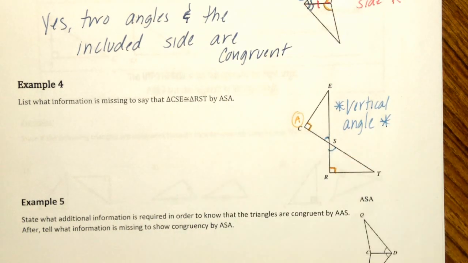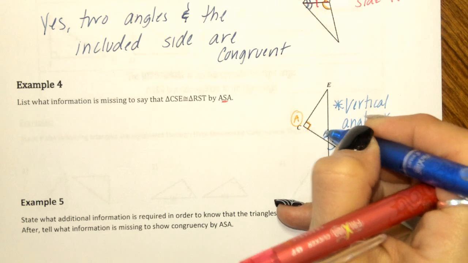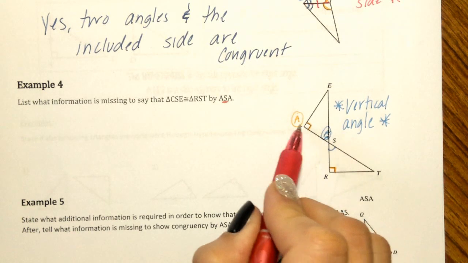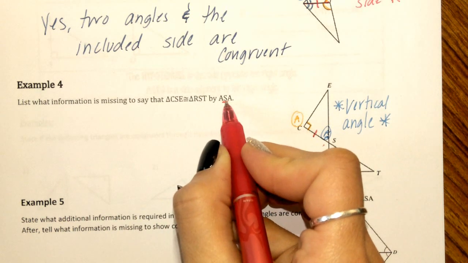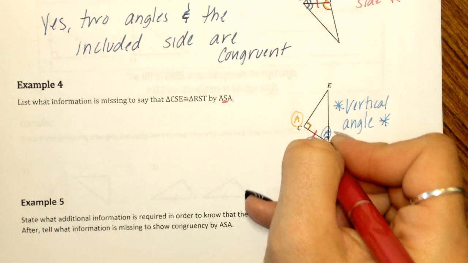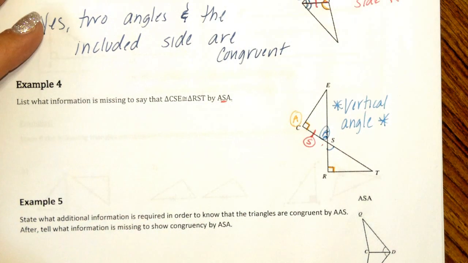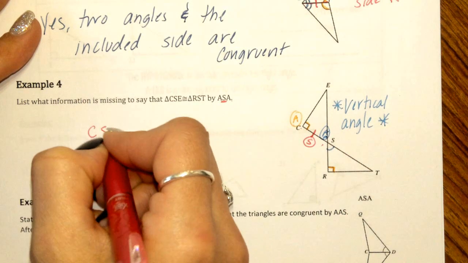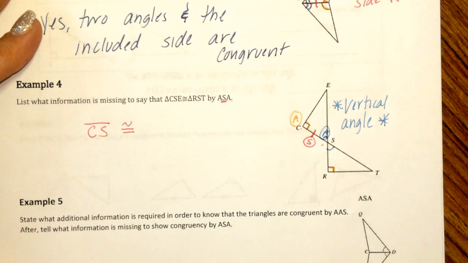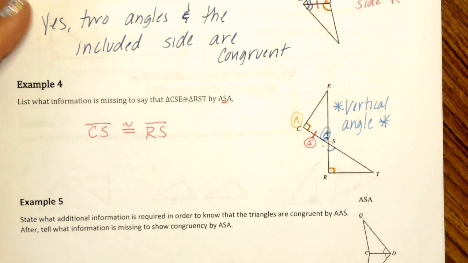So in order for this to be ASA, okay, we need that S in the middle. So here, I've got my two A's, my two angles. I need the side between them, just like that S is between the two A's. So straight in a line, ASA. All right? So now we need to write down that segment CS, that side right there, is congruent to segment RS. And that's the only one.